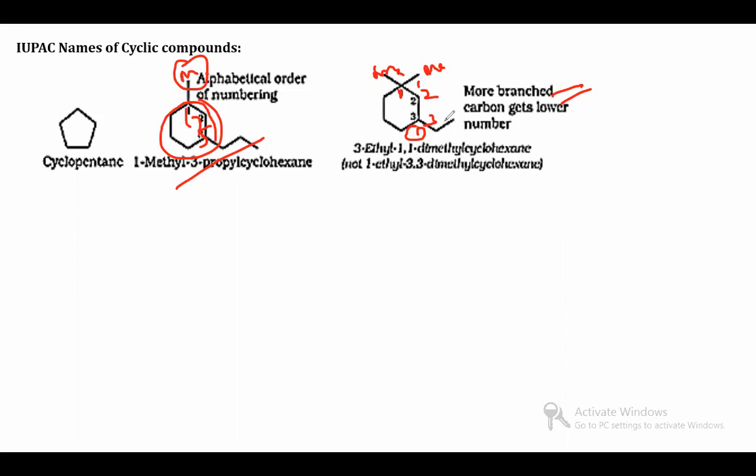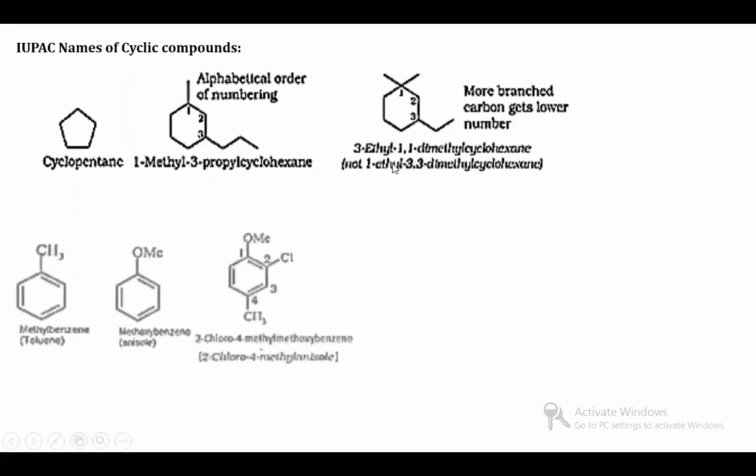This is the root word. To that, the attached branch is ethyl. In which position? Third carbon. So 3 ethyl, 1, 1 dimethyl, and cyclohexane is the name of this compound. Are you getting? So similarly, we can see other compounds.